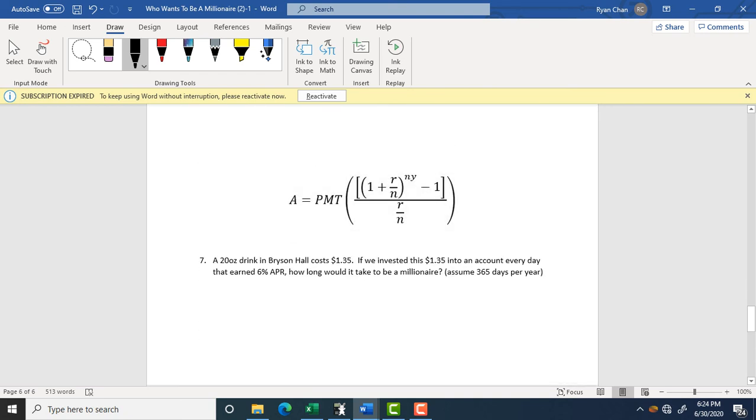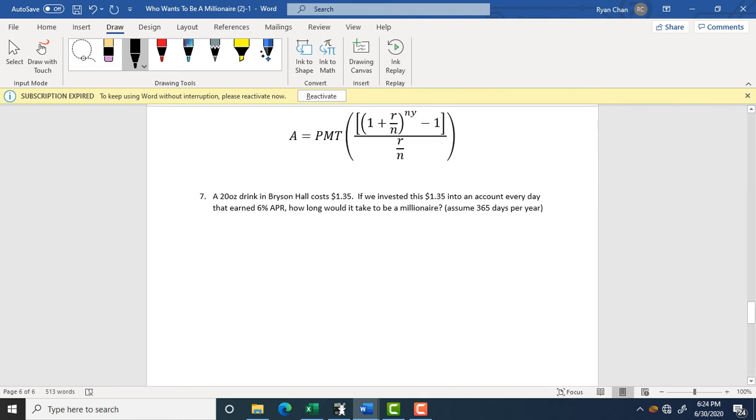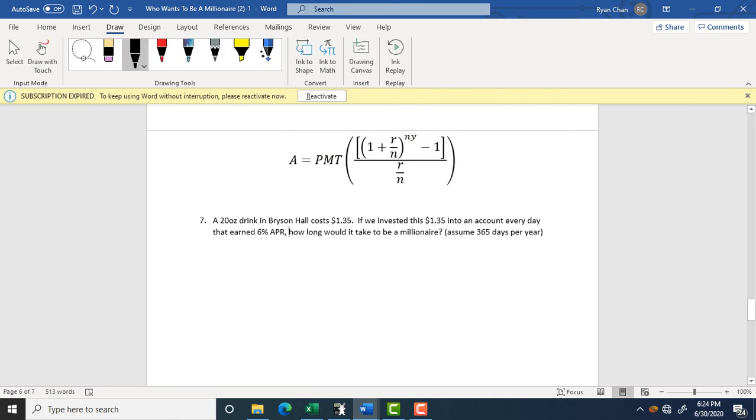Okay, I want to show you one last problem. This is a tricky one, so let's take a look at number 7. It says a 20-ounce drink in Bryson Hall cost $1.35. If we invested this $1.35 into an account every day that earns 6% APR, how long would it take for it to be a millionaire? Assume 365 days per year.